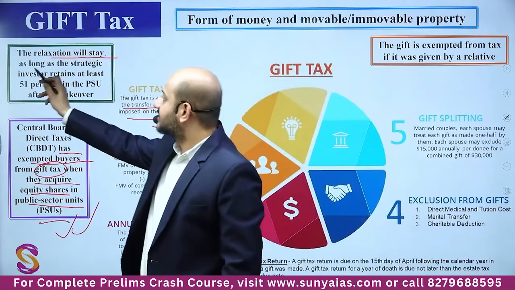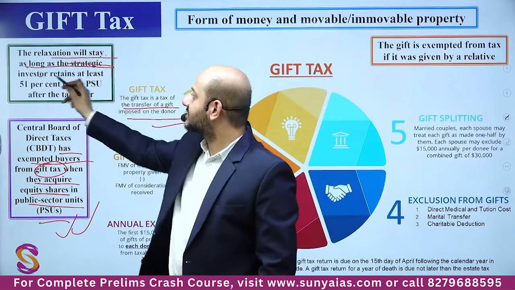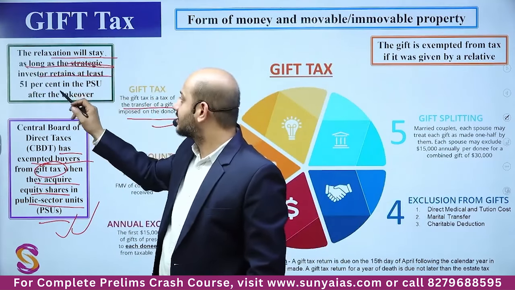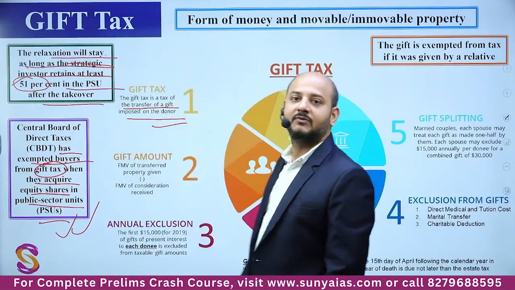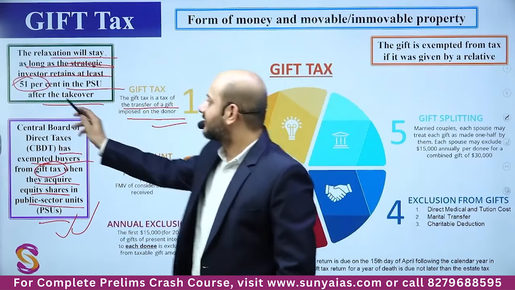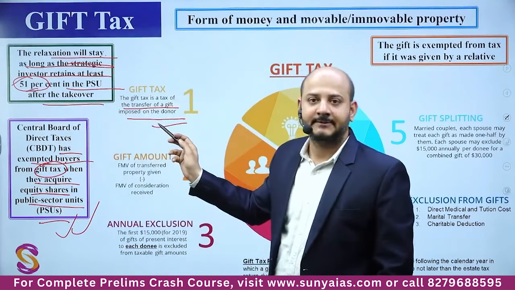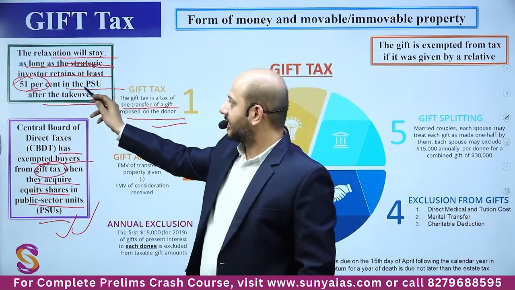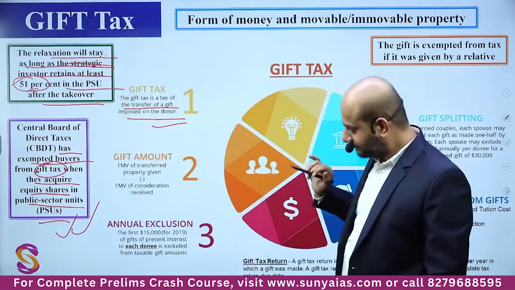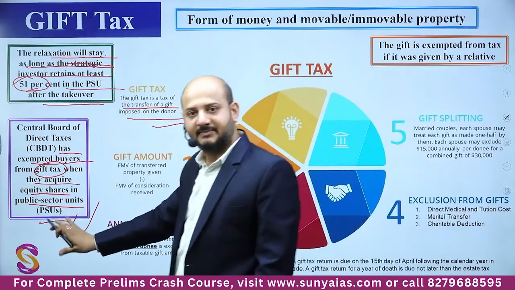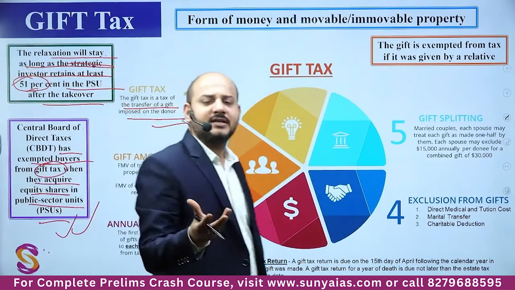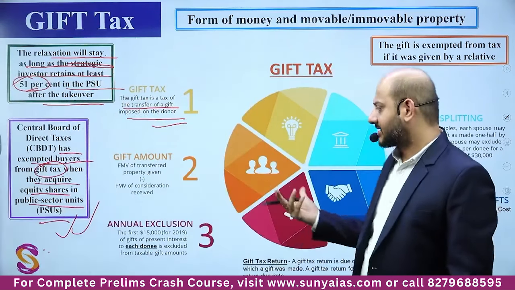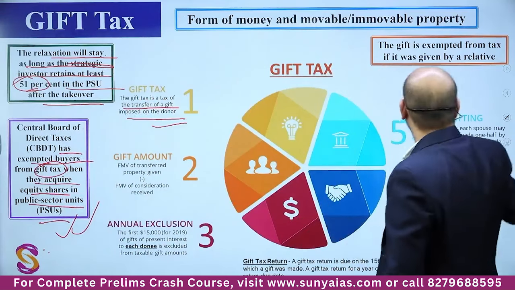The relaxation will stay as long as the strategic investor remains. Strategic investor retains at least 51% in the PSU after the takeover. It means the government basically owns 51% of the PSU. Okay. After the takeover, then the person is exempted from the gift tax. Just understand this like a term, that gift tax, angel tax, as we have talked about. Okay.